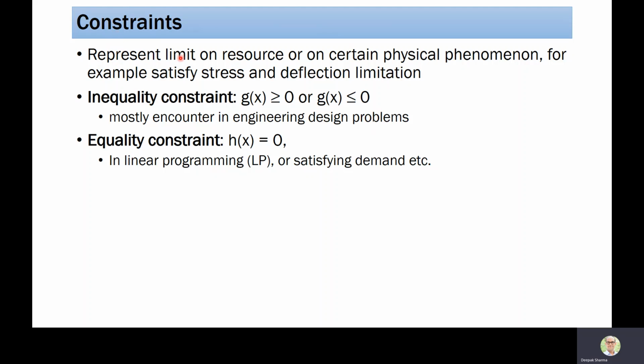What constraints represent here is the limit on the resources or a certain physical phenomenon. If I refer to the first model where we have to fly on Monday and come back on Wednesday, that is the restriction. Those restrictions are generally represented as constraints. Now suppose you are going to design a beam. If we are applying a load and the stress developed in the beam is more than the yield stress, then definitely that beam is going to break. So that is a restriction, that it has to be designed in such a way that the stress should be less. Similarly, we can think of deflection as well.